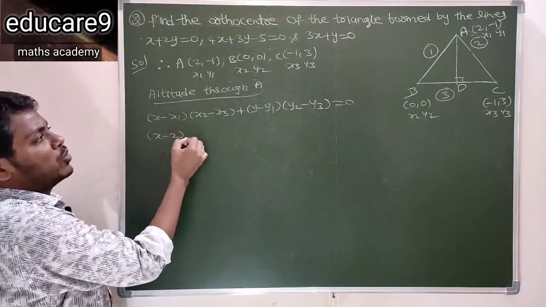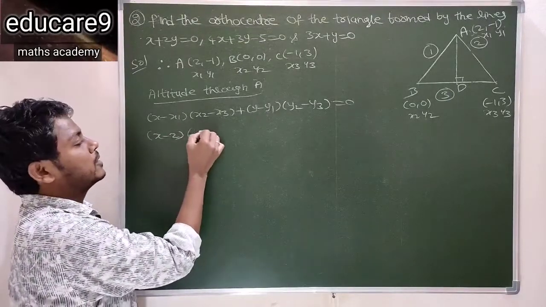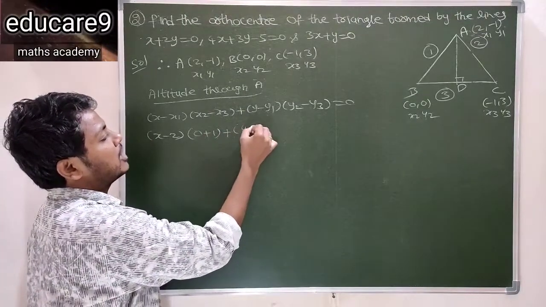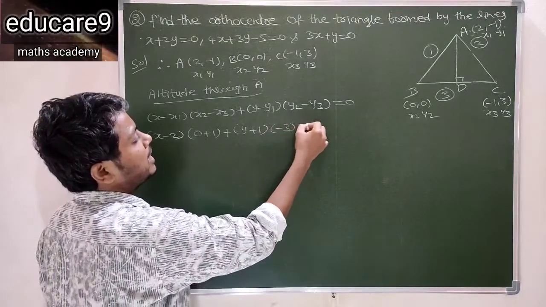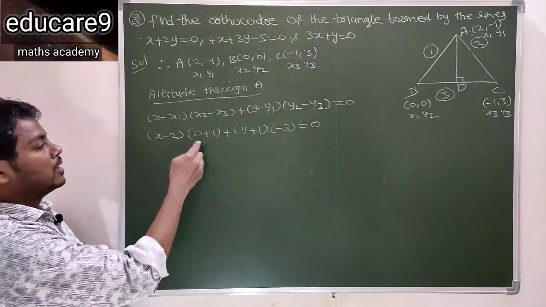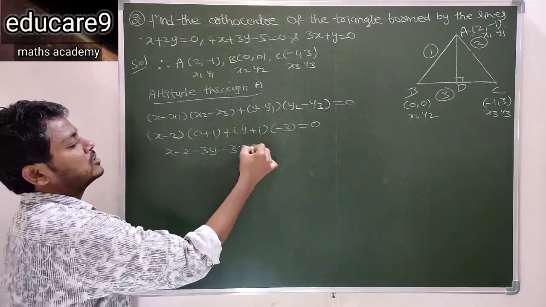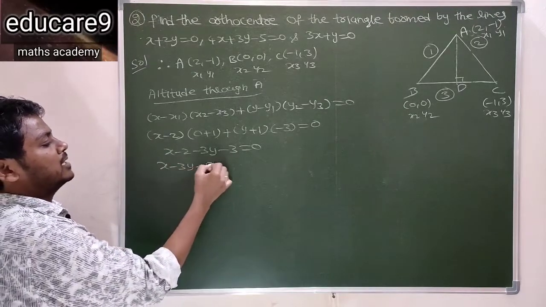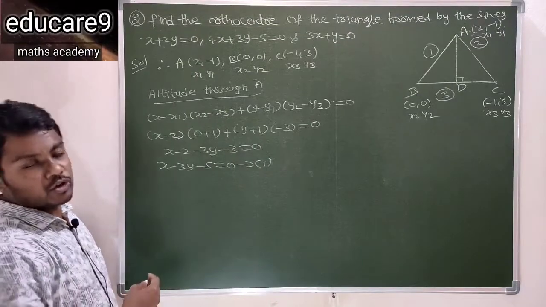x minus 2, x2 minus x3. So 0 minus of minus 1 will get 0 plus 1, and y minus y1, that is y plus 1, and y2 minus y3, 0 minus of 3 is minus 3, is equal to 0. Now this is x minus 2 minus 3y minus 3 equals 0. So this is x minus 3y minus 5 equals 0. This is equation 1.